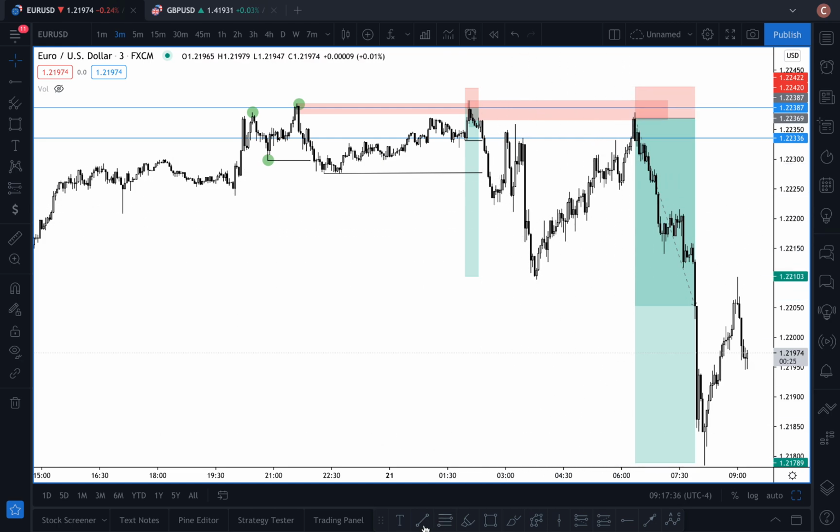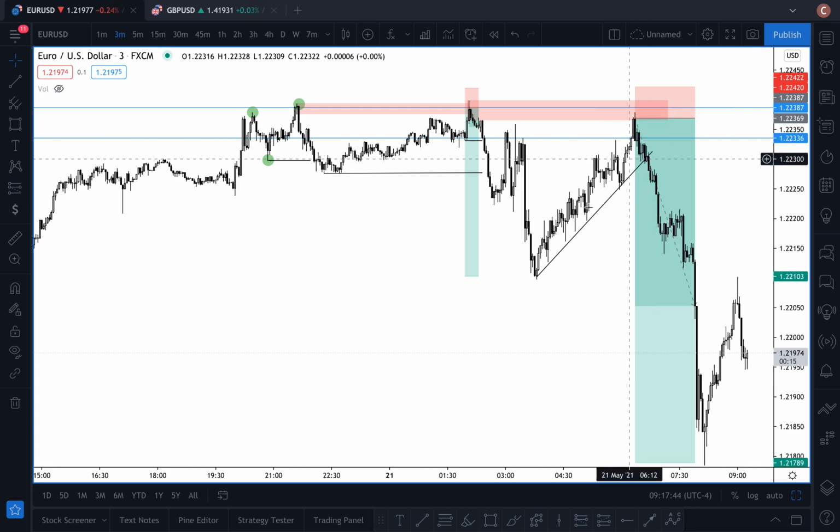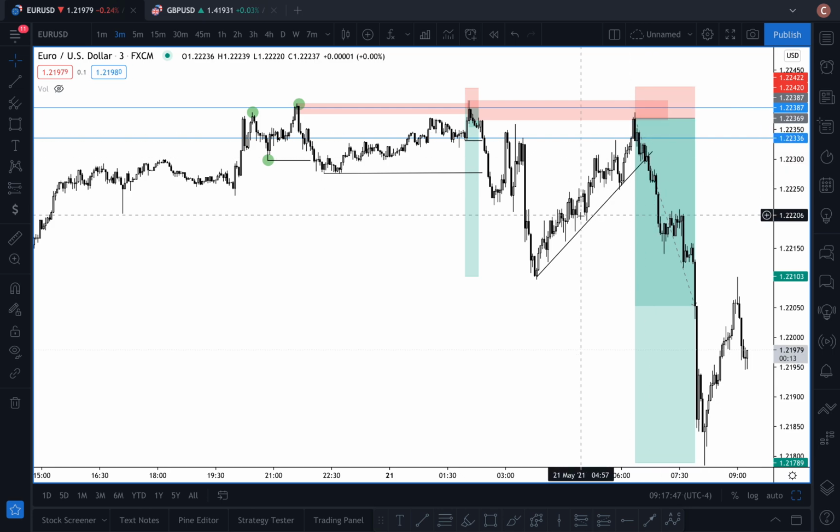Then check this momentum, loss of momentum going to the upside. You see, we have a loss of momentum going to the upside. Already it's a sign, it's telling me that market is not going to continue buying. So market is going to do what? Market is going to sell. So I need to check that.